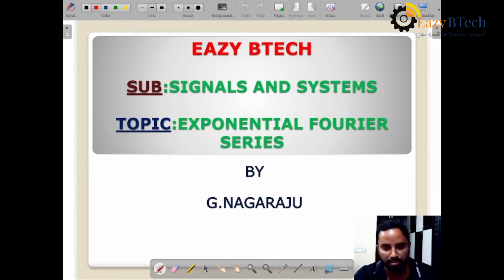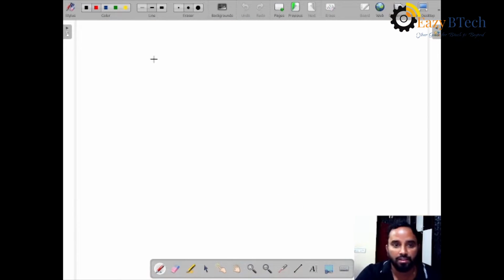Let's start our session, Exponential Fourier Series. Already we discussed in the previous session, Trigonometric Fourier Series: representation of a periodic signal x of t by a linear combination of harmonically related sinusoids. So in that Trigonometric Fourier Series, what do we use? Harmonically related sinusoids. In the same way, now Exponential Fourier Series.